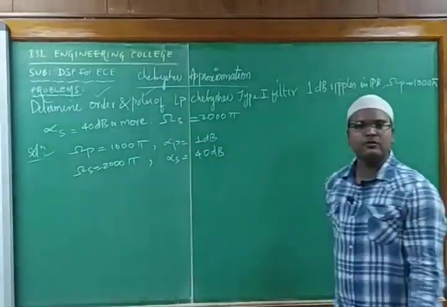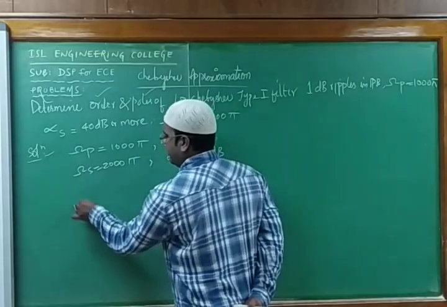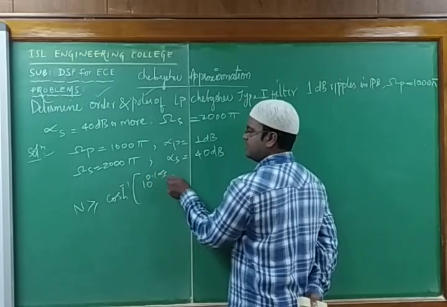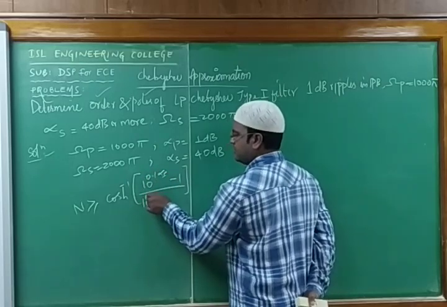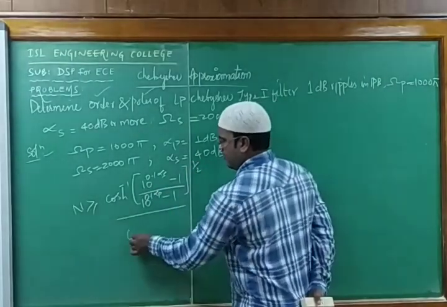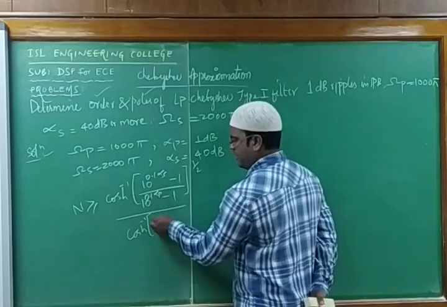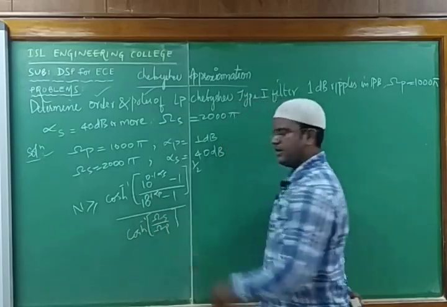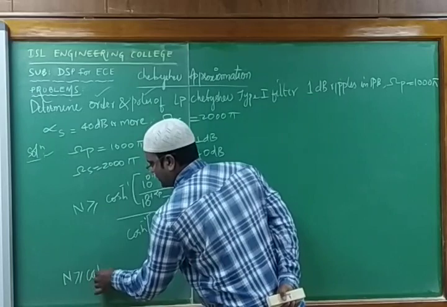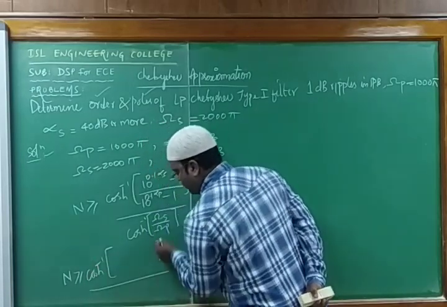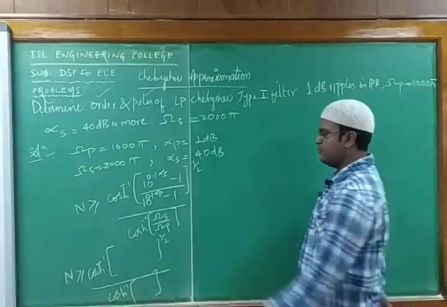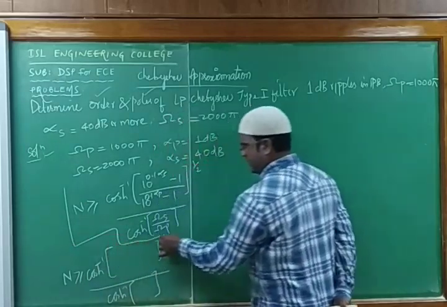So how do we get the order? n is greater than or equal to cosh inverse of the quantity (10 power 0.1 alpha s minus 1) divided by (10 power 0.1 alpha p minus 1), whole power 1 by 2, divided by cosh inverse of omega s by omega p, the stop band frequency over the pass band frequency. This is the formula to find the order.